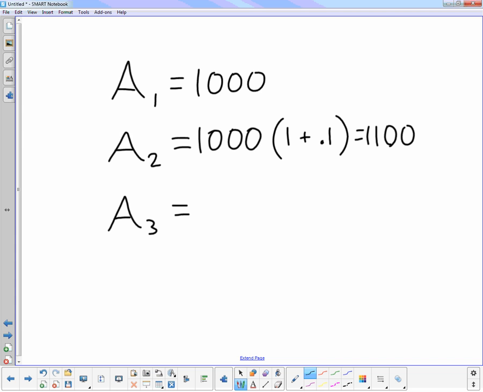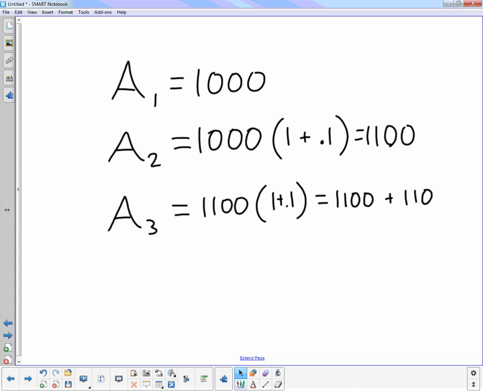So I have 1,100, and now what do I get? 110. So I'm still getting my original, still getting the principal, and I'm getting my 10%. So now this is 1,100, which is now my new principal, plus I'm getting $110. All right, but now it's getting kind of clumsy. So what we're going to do is we're going to simplify it.